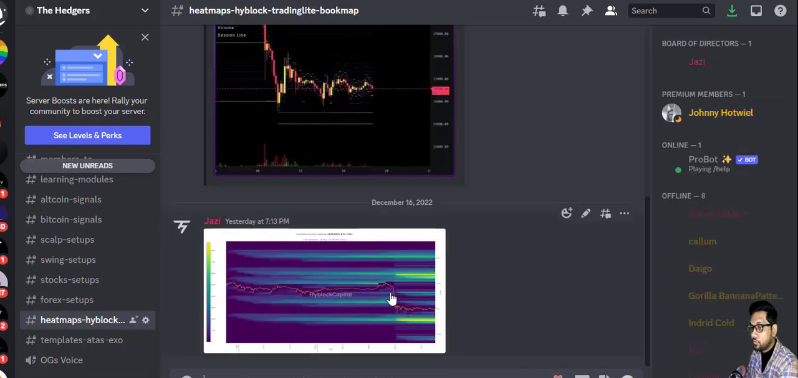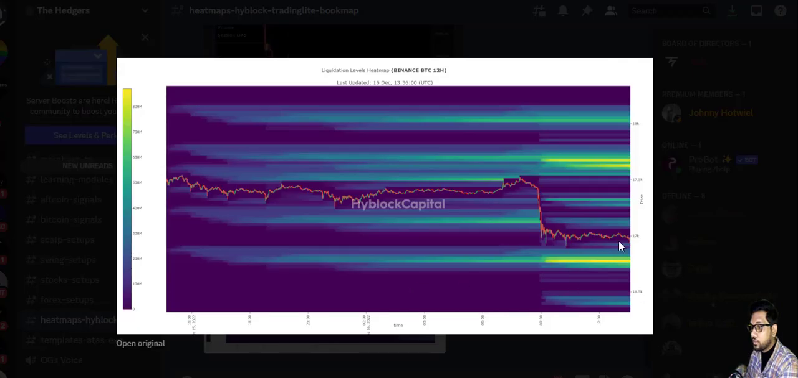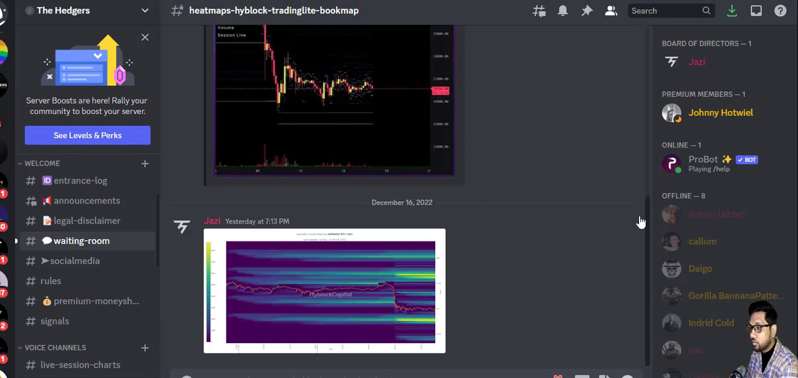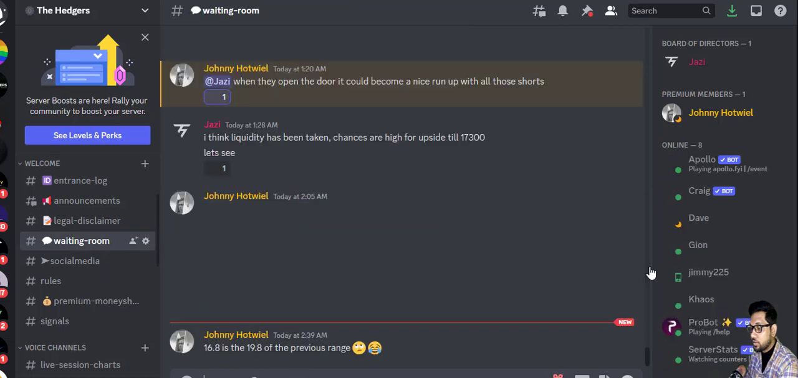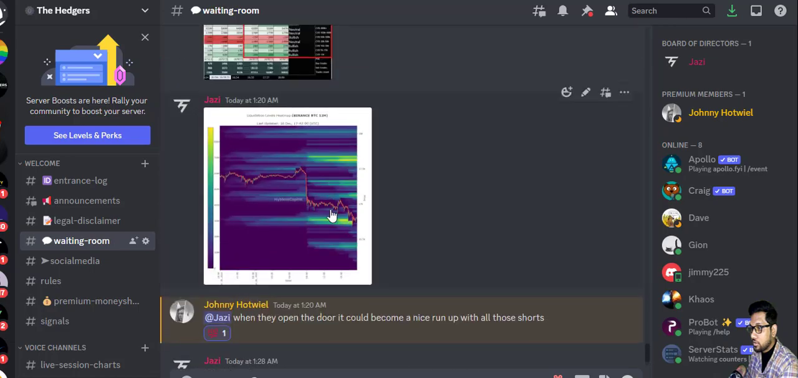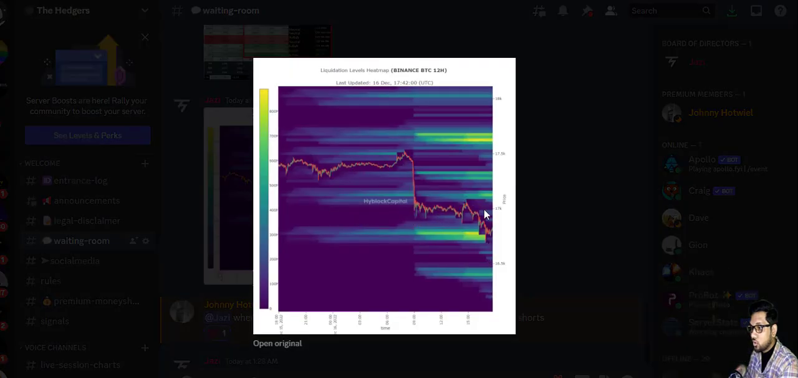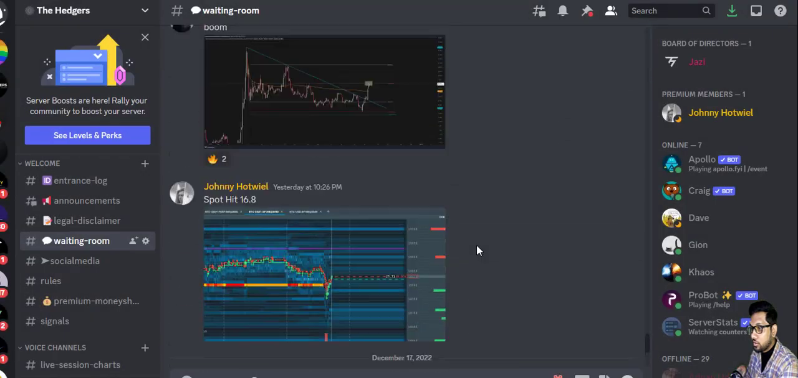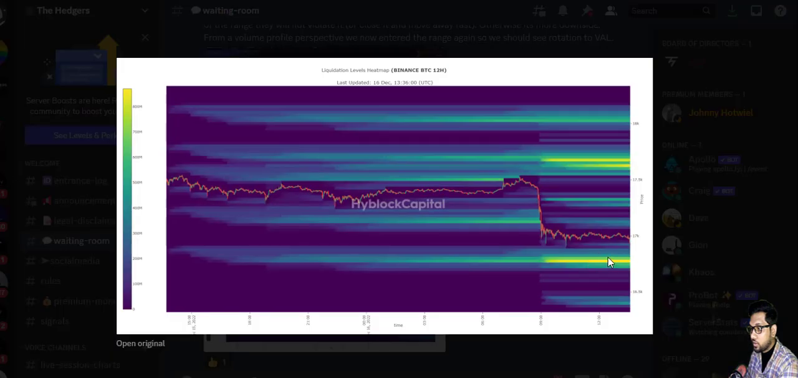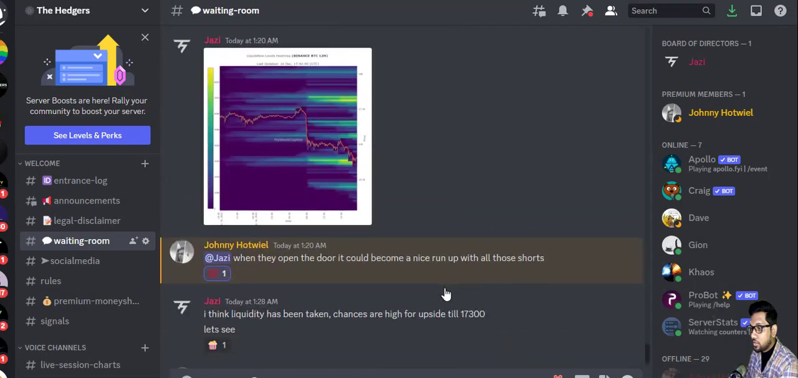Now, taking the liquidity, price can move to the upside. Simple. It's really simple. Price has already taken the liquidity, and as you can see here, that we showed you before, here we go, liquidity here at 16,800, and now it's been taken.